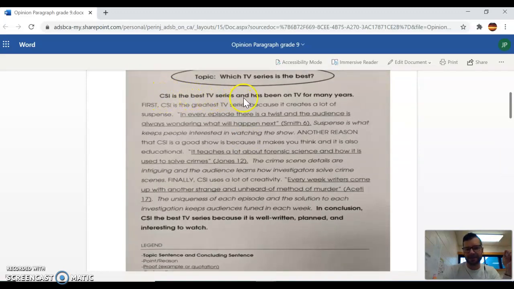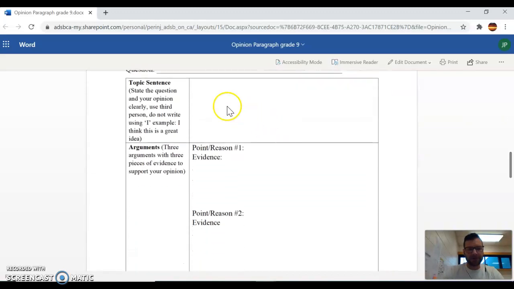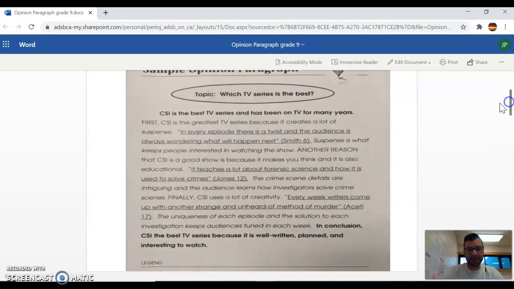CSI is the best TV series and has been on TV for many years. You wouldn't write, I think CSI is the best TV series. That's not formal writing. There will be a time when you can use first person, but for the sake of this lesson, we're not going to be doing that. So you can write your topic sentence in here. Scroll back up here. This is your topic sentence. CSI is the best TV series and has been on TV for many years.